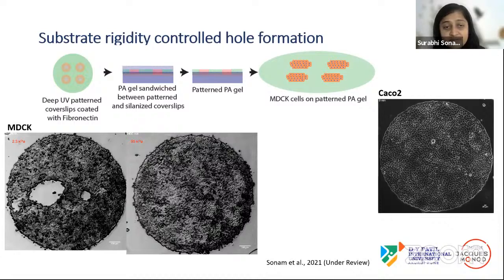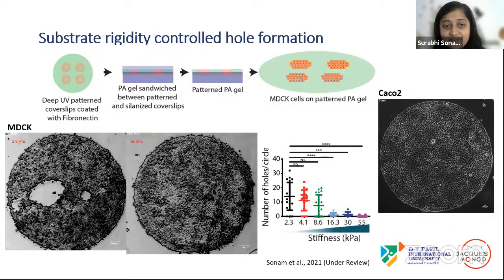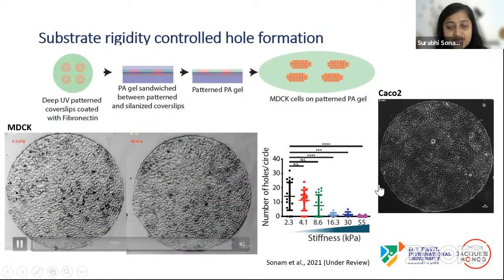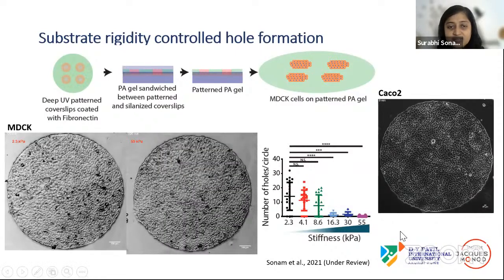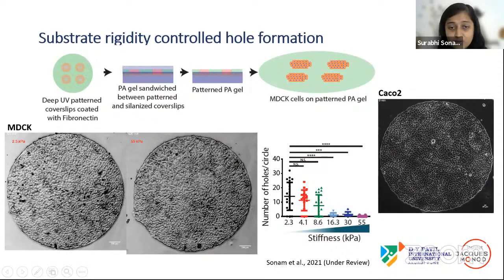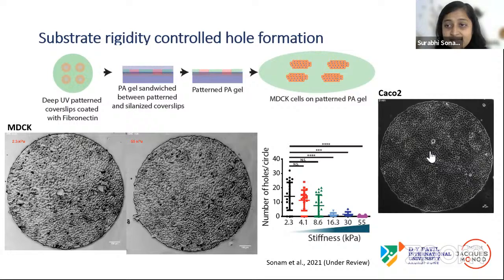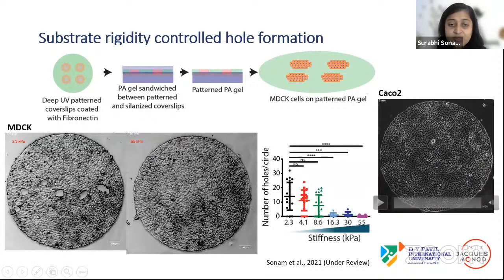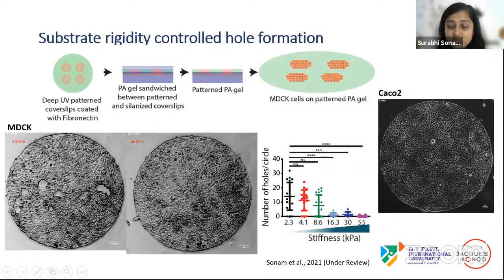However, if you see the second movie on the right-hand side, which is 55 kilopascal, in that case you can see that the cells do not tend to form any kind of hole. So basically, what we think is that the stiffness is driving this hole formation.